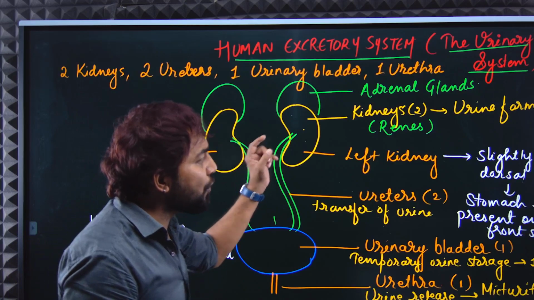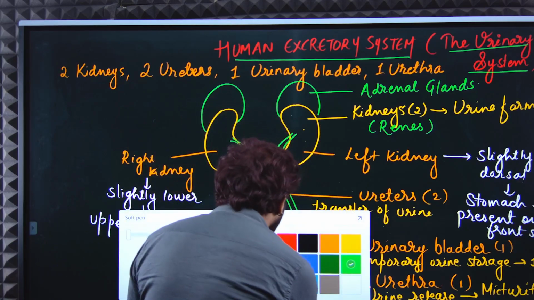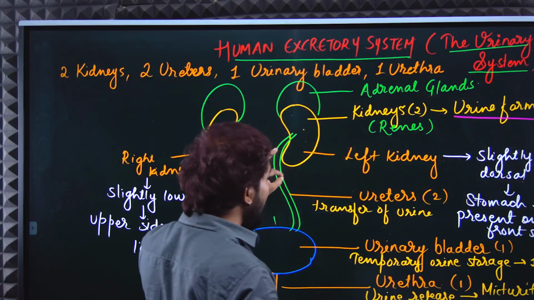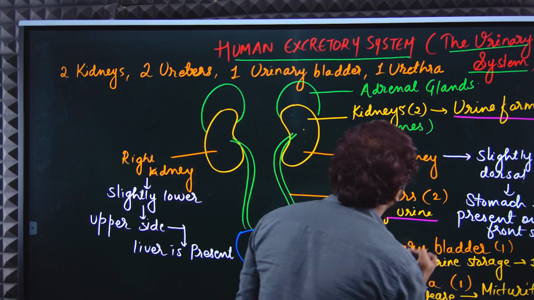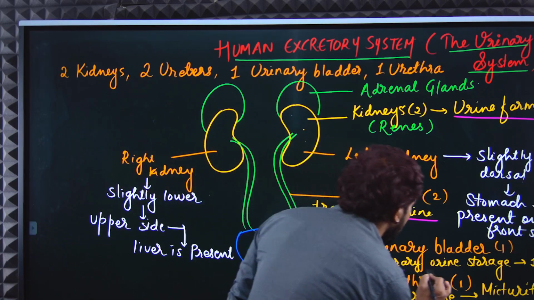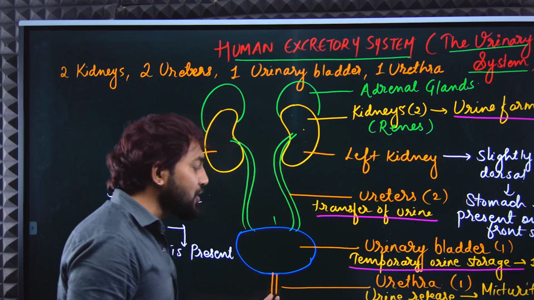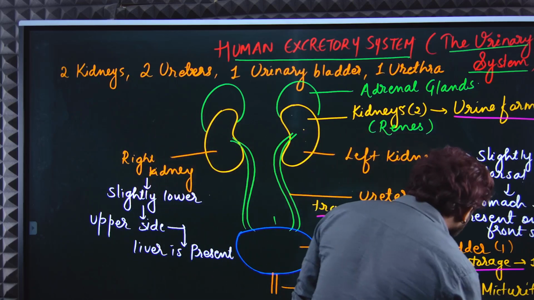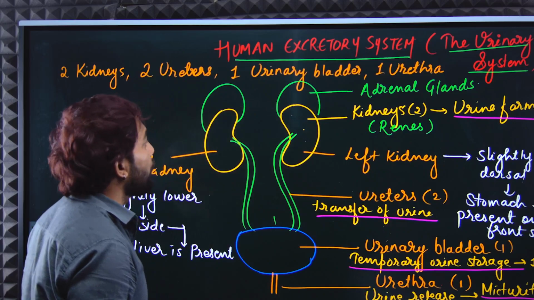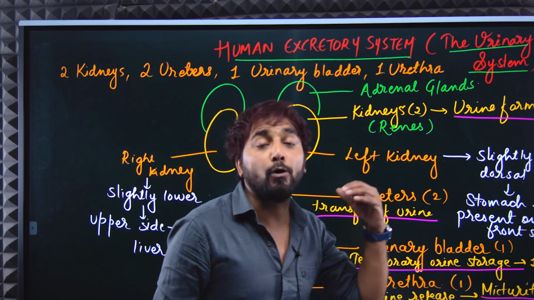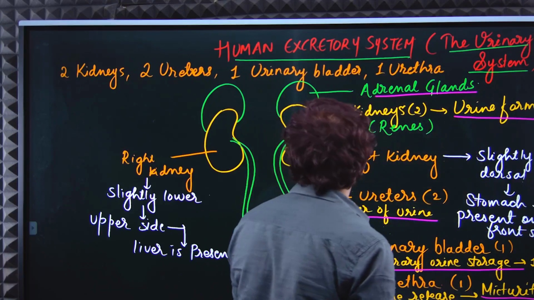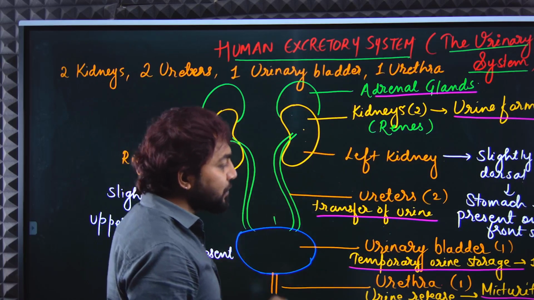So what is the function of kidney? The function of kidney, my dear friends, is urine formation. What is the function of ureters? The transfer or conduction of urine. The function of urinary bladder is temporary urine storage, and the function of urethra is urine release, called micturition. The glands present above the kidneys, above the renes, are the adrenal glands. Simple about the human excretory system.